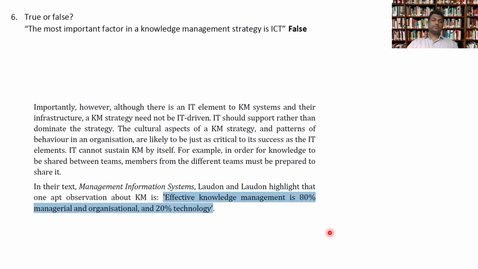Some knowledge management tasks and projects can be done without any technology being used. So knowledge management as a separate area, you can do that, and you can get the technology to help you, and it will be effective, but 80% is non-technology related. So this statement is not correct, it's false. 80% is managerial and organizational. ICT is only 20% of this effort.